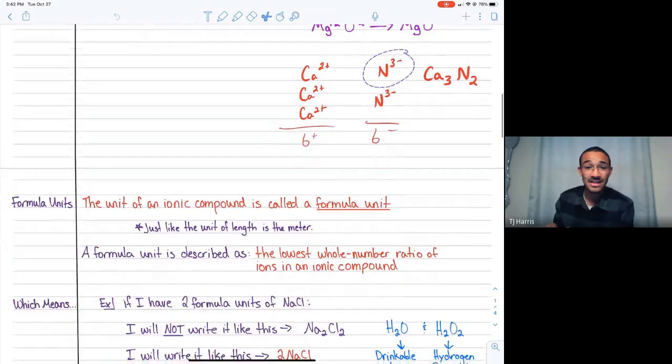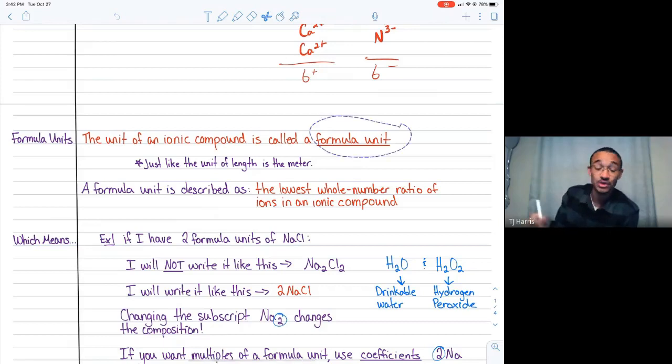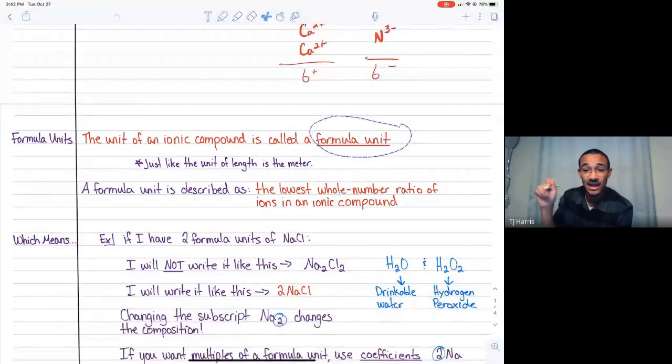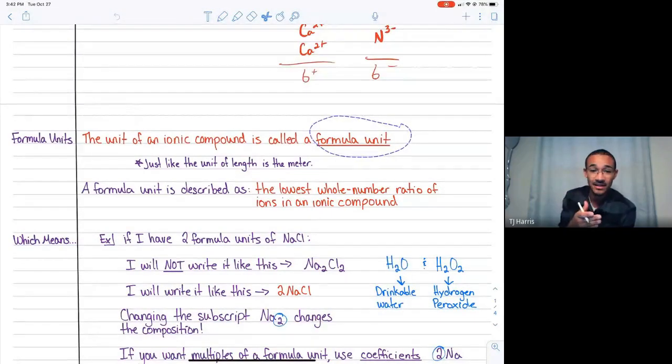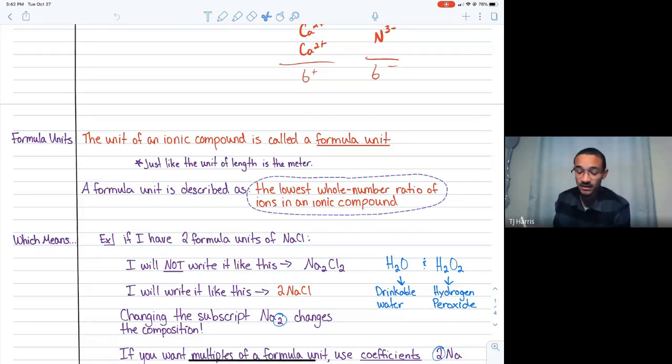Now, if I want 75 ionic compounds, I could say I want 75 formula units of this ionic compound. Formula unit is just the unit that we write after ionic compounds, just like we would write a little m for meters for length. Formula unit is the unit of an ionic compound. It sounds weird, it's a little funny. We're going to practice it, you'll get it. What that's defined as is the lowest whole number ratio of ions in an ionic compound. Really what that means is we're going to simplify.